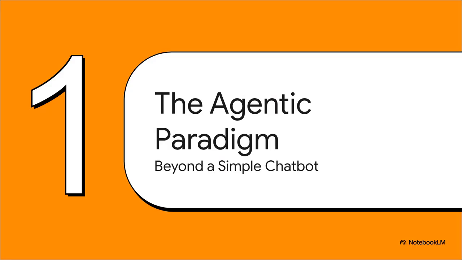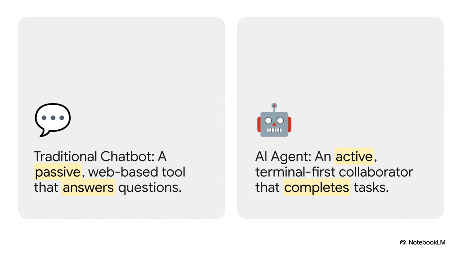Now, to really get what Gemini CLI is all about, you have to realize it's not just another chatbot someone stuffed into a terminal. Nope, it's built on a completely different philosophy, and that's called the agentic paradigm. And this slide just lays out the core difference perfectly. On one side, you have your traditional chatbots. They're kind of passive, you know. They live in a web UI, you ask a question, they give an answer. But on the other side, you have an AI agent like Gemini CLI. It's active, it's terminal first where you actually work, and its whole goal is to complete tasks. It really is the difference between asking for directions and having a co-pilot who can actually help you drive.